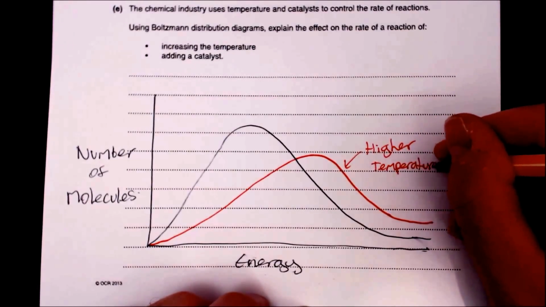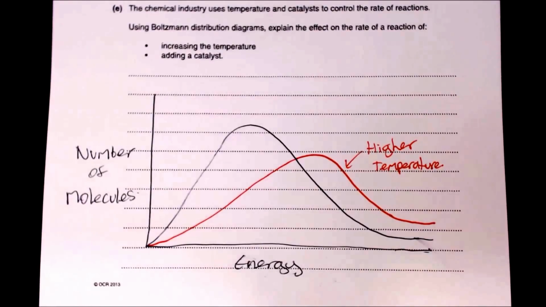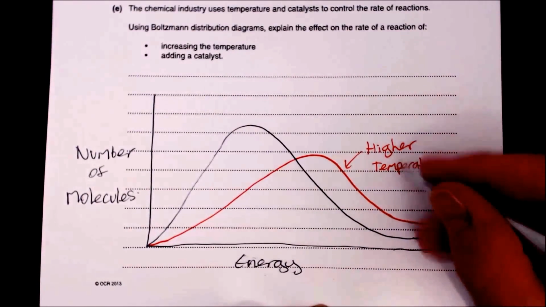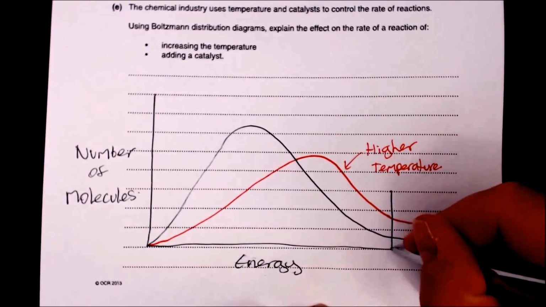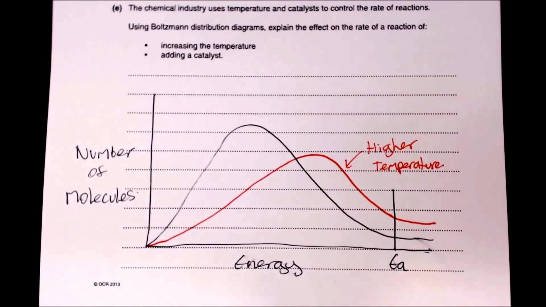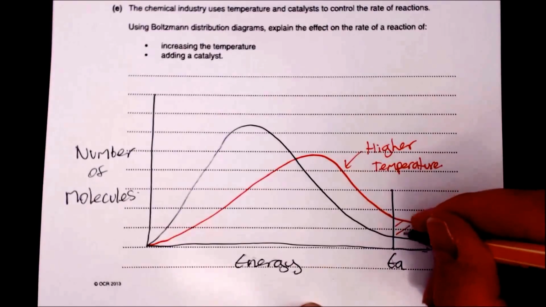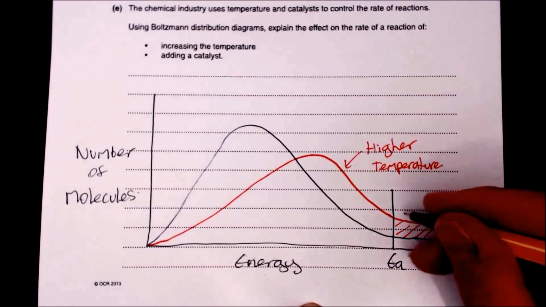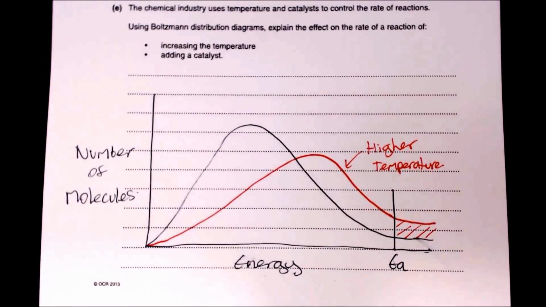Temperature. Okay, and we need an activation energy, and this is the energy at which successful collisions can occur. So I'm just going to draw that there. So we'll call this EA for activation energy. And you can see that actually here, any particles in excess of the activation energy will have enough energy for them to have successful collisions.